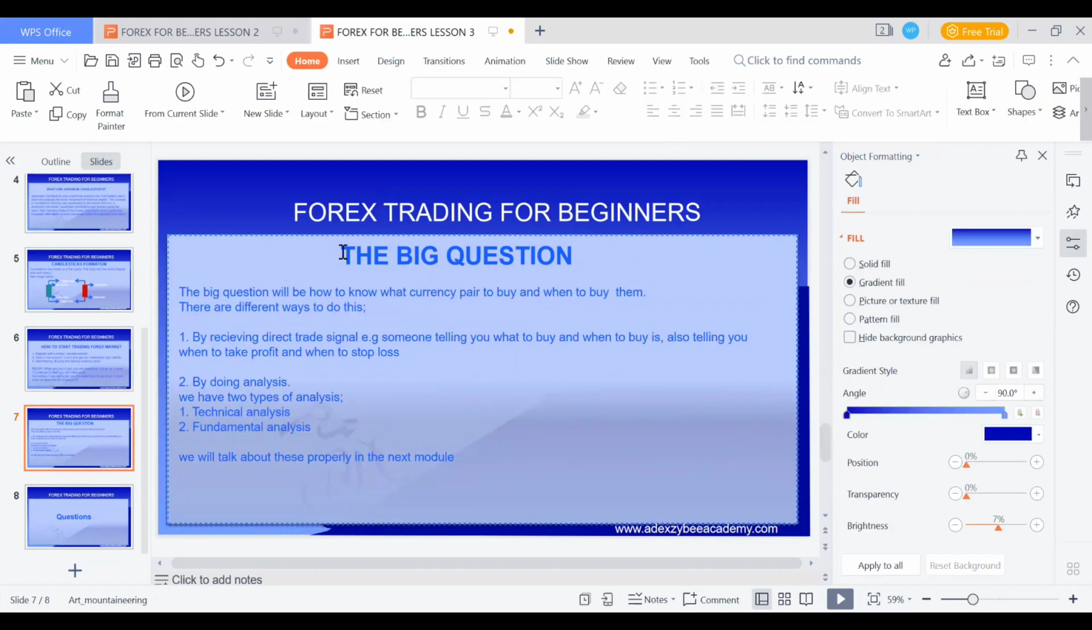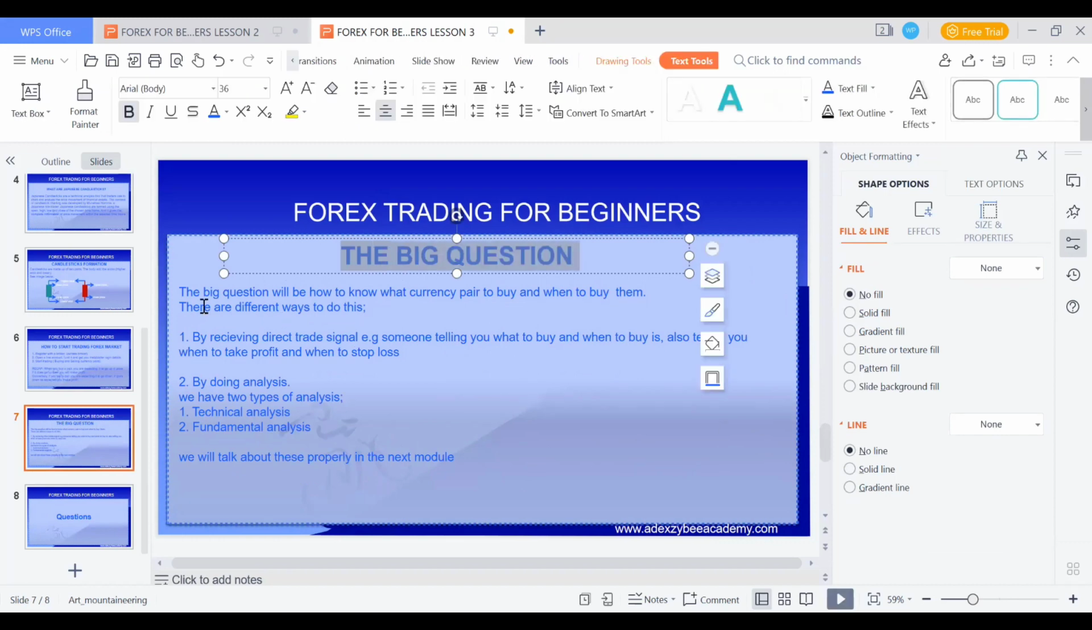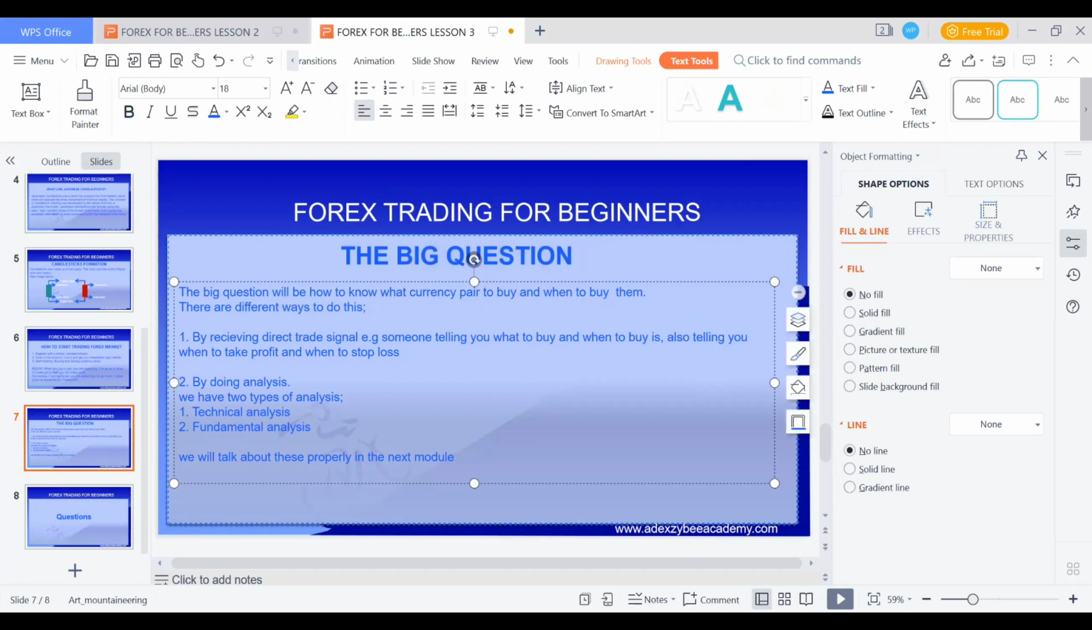Now there's a big question here, and the question is, how do you know? The question will be how to know what currency pair to buy and sell, and when to buy and sell them. Well, there are different ways this can be done.